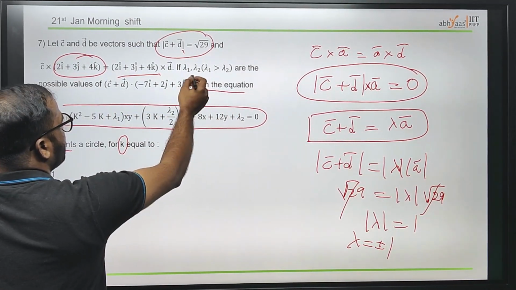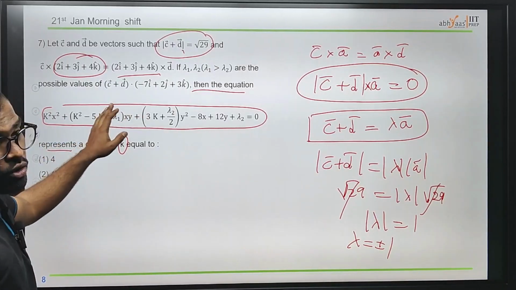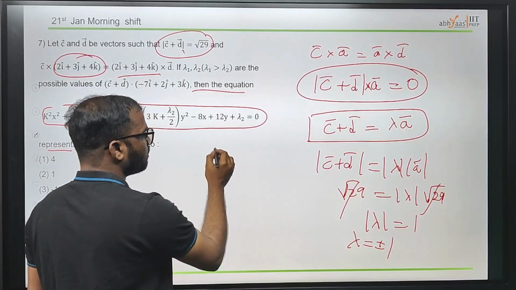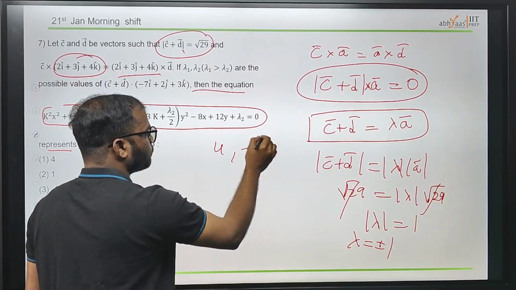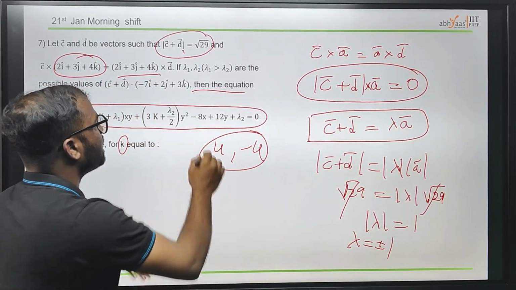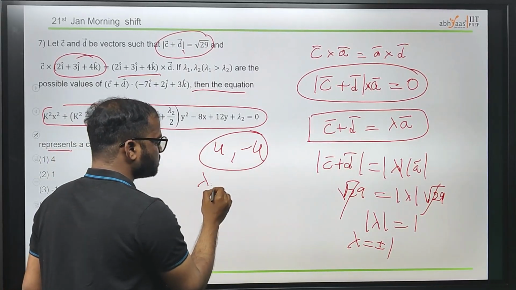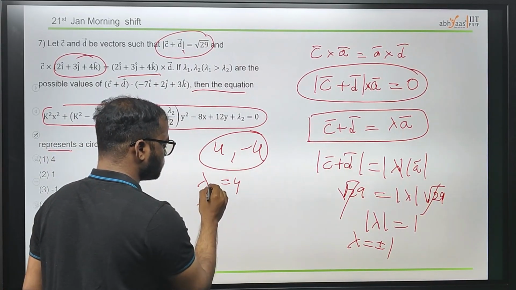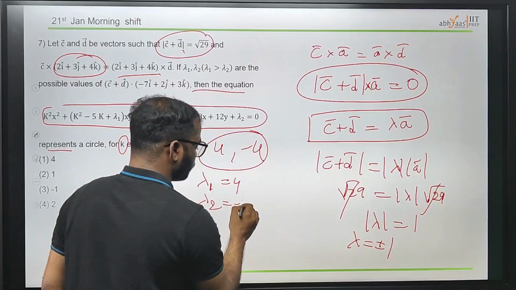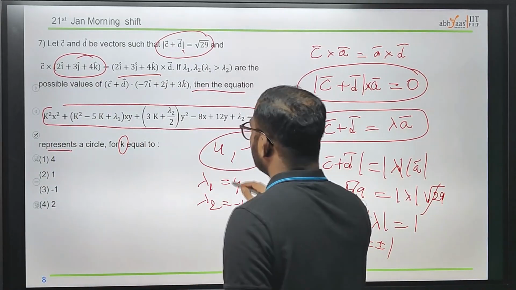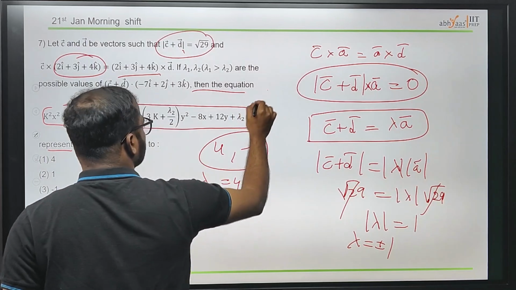If we take the given lambda 1, lambda 2, and do the dot product of this, we will get two lambda values, which are 4 and minus 4. Now we know lambda 1 is greater than lambda 2. From this we can decide that lambda 1 is 4 and lambda 2 is minus 4. Now by using this we got the lambda values. Just substitute in this equation.